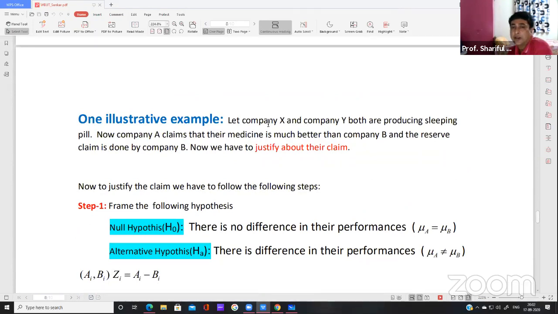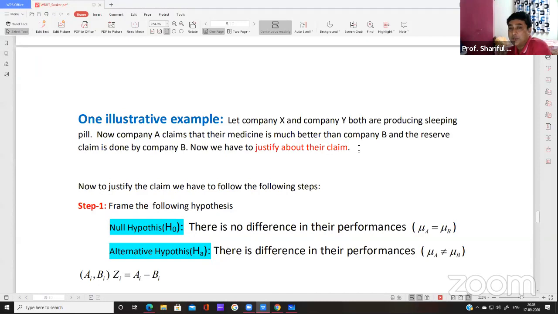Okay, suppose there are two companies, company X and company Y. Both are producing sleeping pills. Somehow, company A claims that their medicine is much better than company B's, and the reverse claim is made by company B. That means he is claiming that his medicine is better. Now the question is how to justify their claims. Who is better, or is there any difference between them or not?